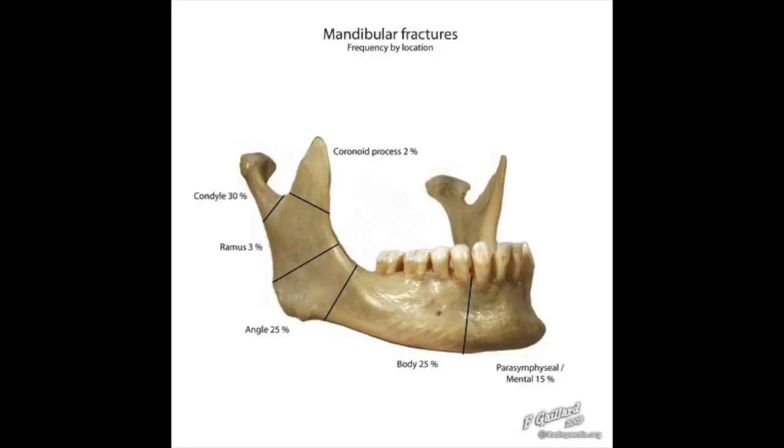And then something good to know is the anatomy of the mandible as well, and knowing what portions of the mandibular anatomy are most likely to get mandibular fractures. So know that your condyle is the highest at 30%, followed by a tie with the angle of the mandible and then the body of the mandible, both at 25%.